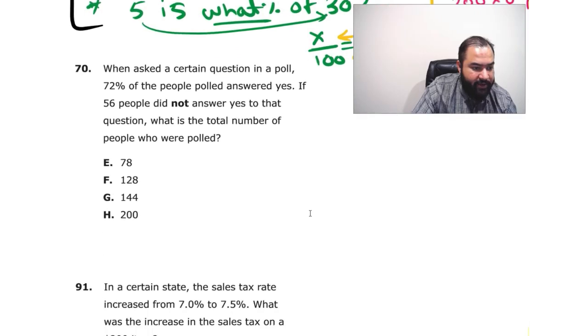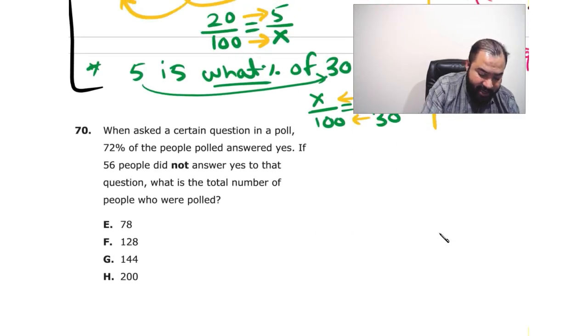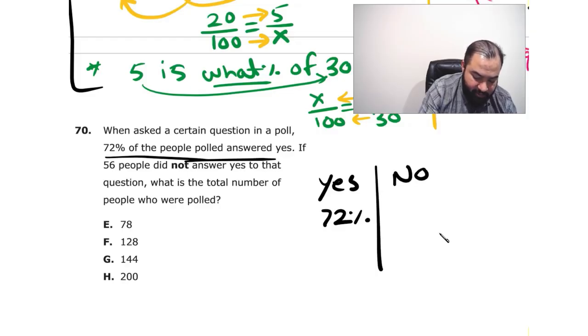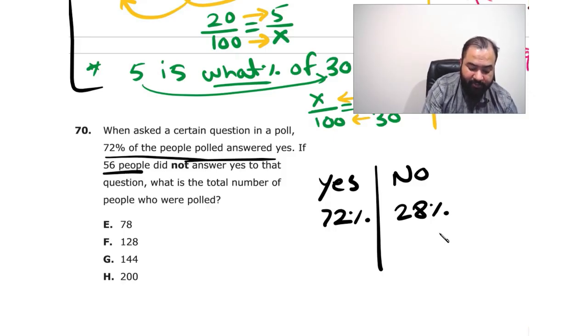Let's do number 70. It says, okay, when asked a certain question in a poll, 72% people answered yes. So 72% people said yes. So no is said by what? Total is 100% always. So 100% minus 72. It's 28% people said no. Now they said if 56 people did not say yes, so if 56 people said no, then what is the total number of people there? So 56 people said no.